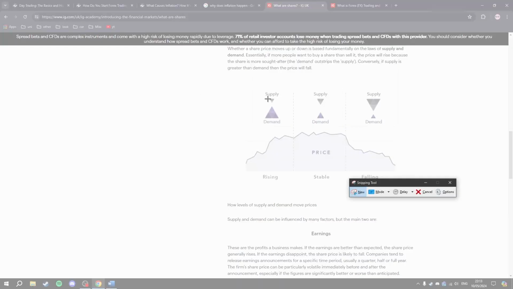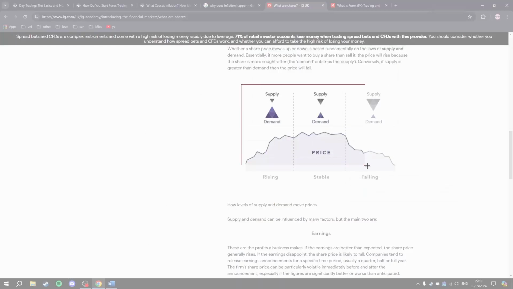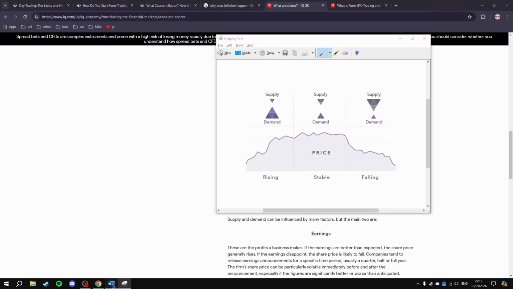Yeah, look at these diagrams, they're so crisp and clean. Oh my god. Right, okay, do that.